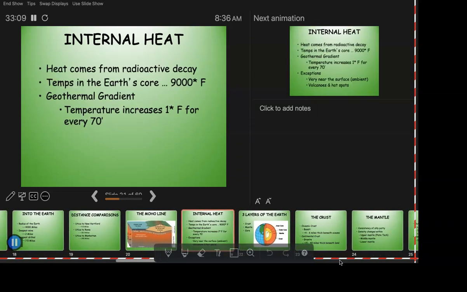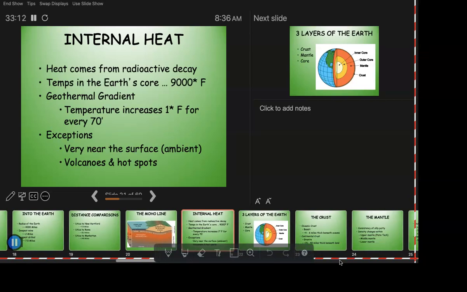Don't know why this one decided to play that game. All right, there we go. We got all the words on now.